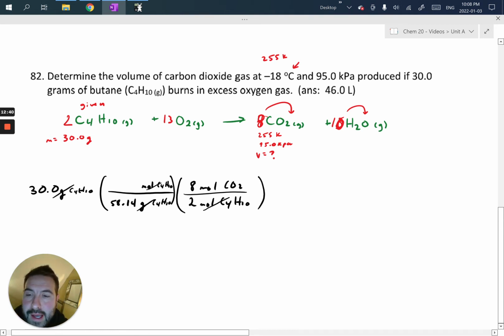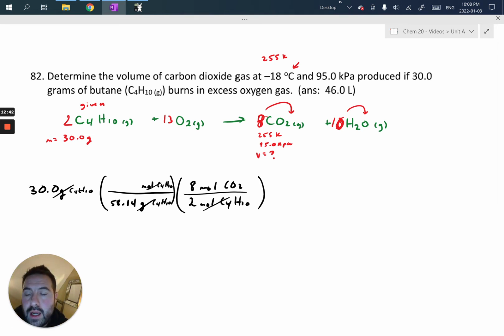Now, for most of us, I would probably calculate the number of moles here and then insert that into my ideal gas law. You could also do it using unit analysis, and maybe I'll show you that at the end. But let's get our number of moles here, and then we're going to put that into our ideal gas law. So let's do that.